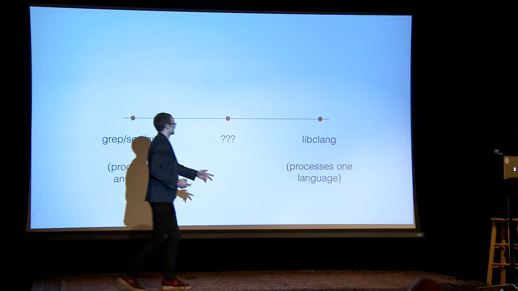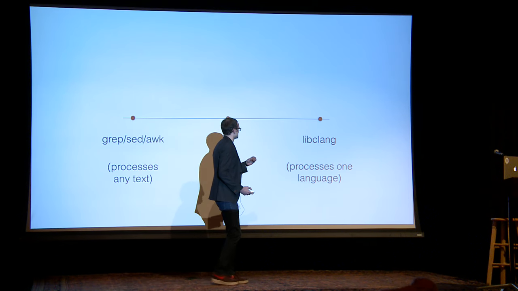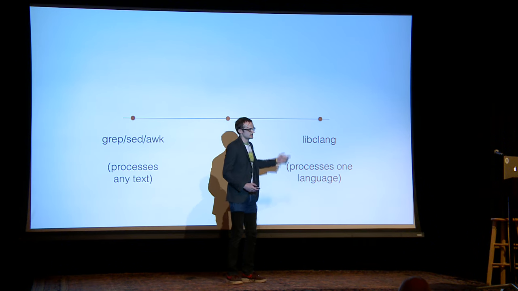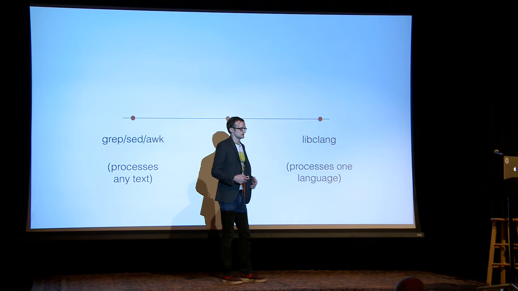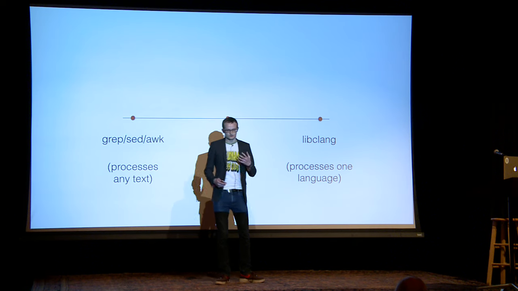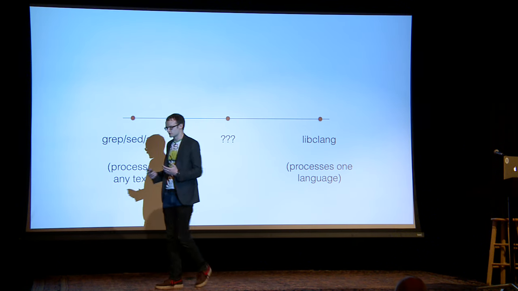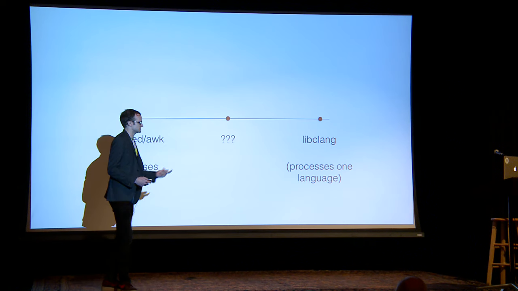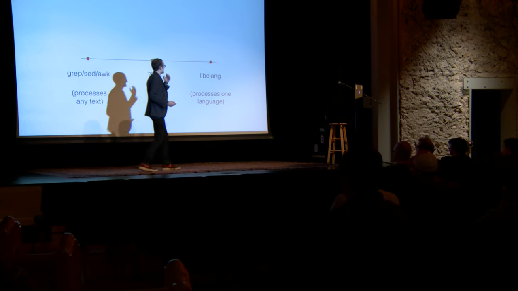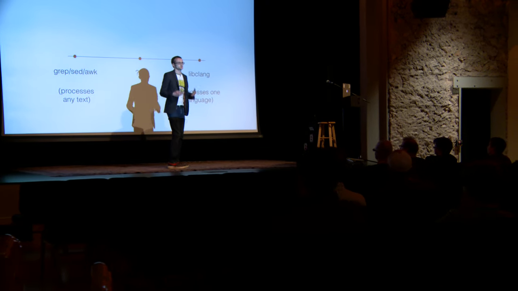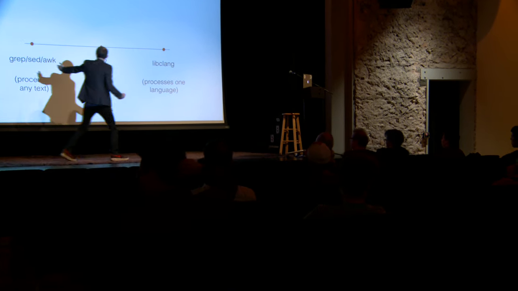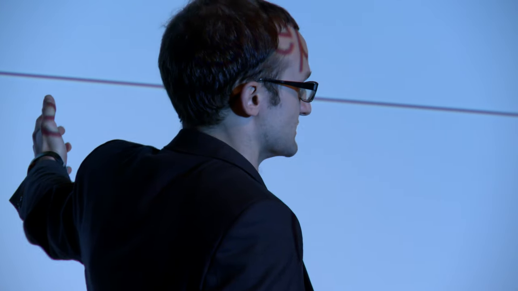And then on the other side of things, we have pieces of infrastructure that are super language specific. I think the best example here is libclang, which is a project under the LLVM umbrella and funded by Apple that is the de facto reference and toolkit for working with C and C++ and Objective-C and to some degree Swift. This is a toolkit that knows everything about the semantics of what it means to allocate memory or what it means to invoke a syscall. And on the other hand, we have something that just says, haha, it's text. I'm going to do things to it.